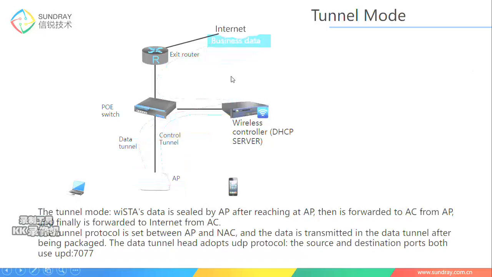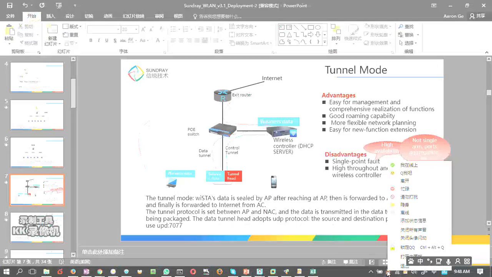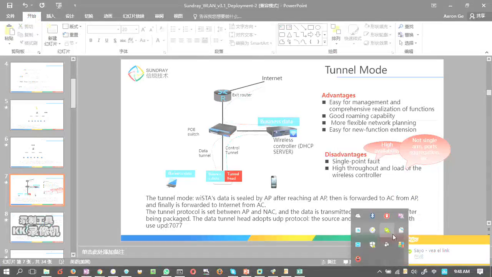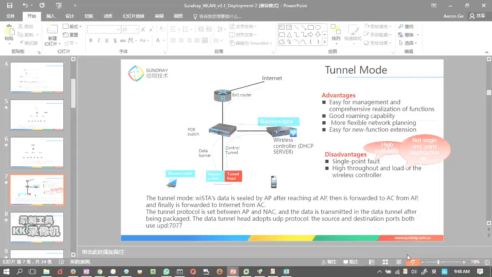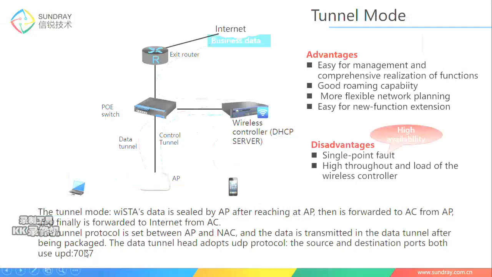And the data tunnel uses UDP port 7077 for data transmission. So this is the port, and later we'll show which ports are used for the control tunnel, data tunnel and discovery port.